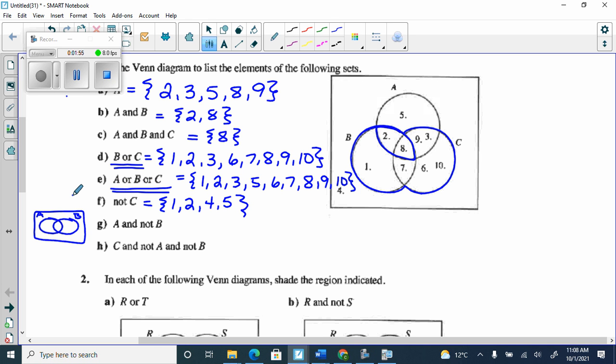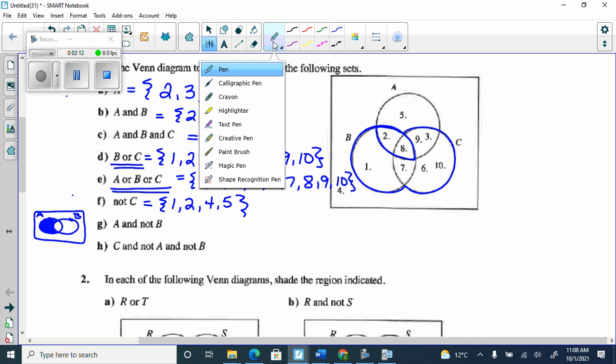If I said A and not B, what happens when I have an and then a not? What shape do we always get? The crescent moon, right? So that's this whole crescent moon, correct? We're still going to get a crescent moon for this one. I want A and not B.